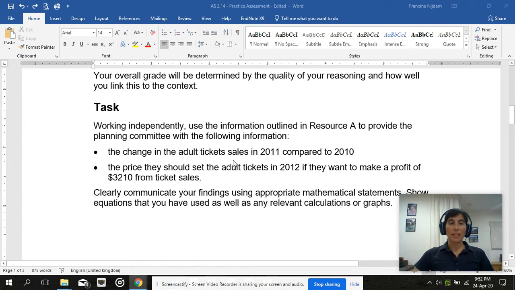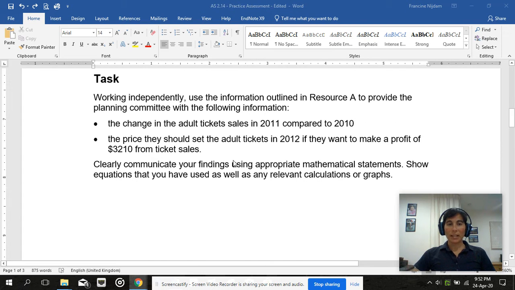Task. Working independently, use the information outlined in Resource A to provide the Planning Committee with the following information. Number 1, the change in the adult ticket sales in 2011 compared to 2010. And number 2, the price they should set the adult tickets in 2012 if they want to make a profit of $3,210 from ticket sales. Clearly communicate your findings using appropriate mathematical statements, show equations that you have used as well as any relevant calculations or graphs.